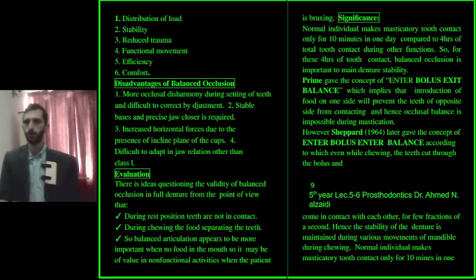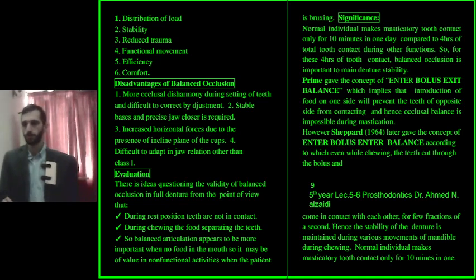However, Shepard later gave the concept of intrabolus balance, according to which even while chewing, the teeth cut through the bolus and come in contact with each other for a few fractions of a second. Hence, the stability of the denture is maintained during various movements of the mandible during chewing.